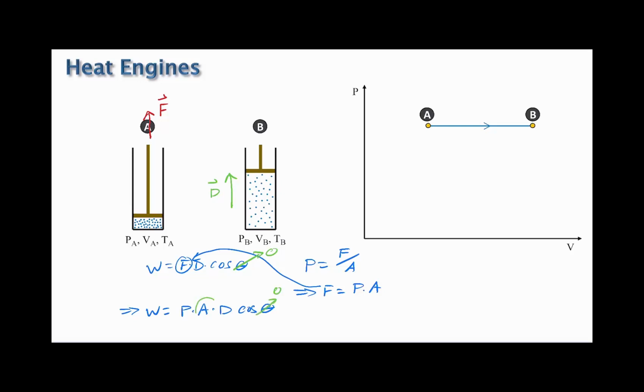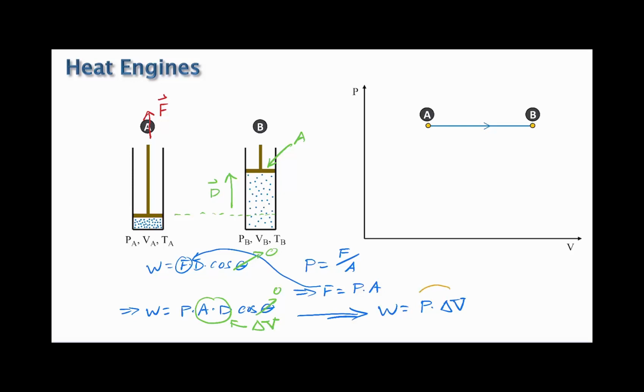And we can also recognize that A times D here is the change in the volume of the gas, so delta V. So let me show you that here. Here's D, and this A is the area of the top of that piston there, and so A times D is the volume that the gas increased. And so work in this case is pressure times the change in the volume.